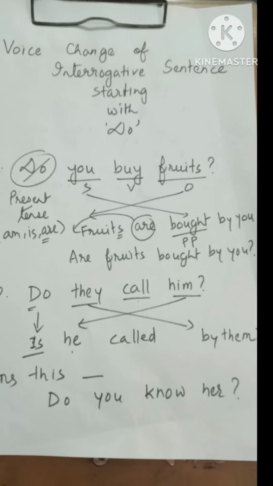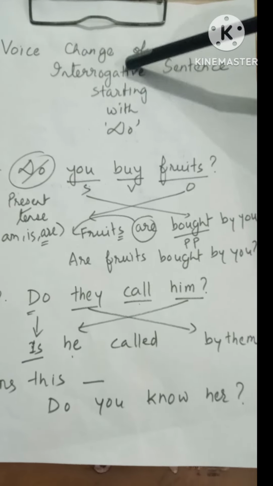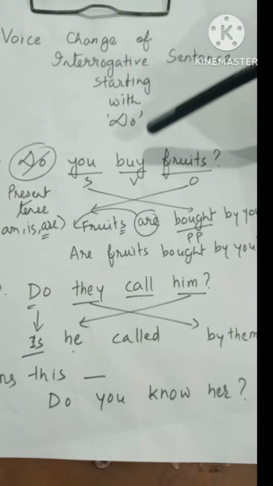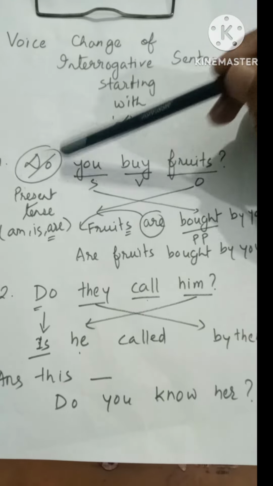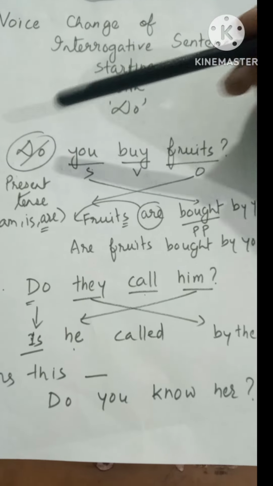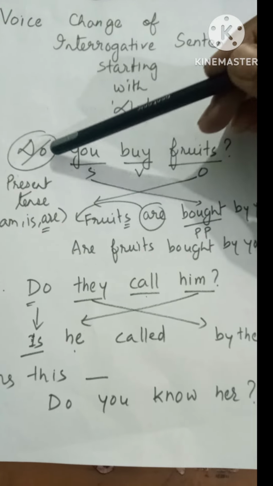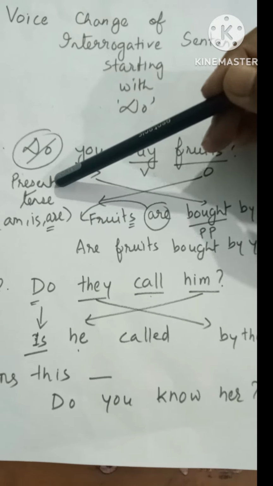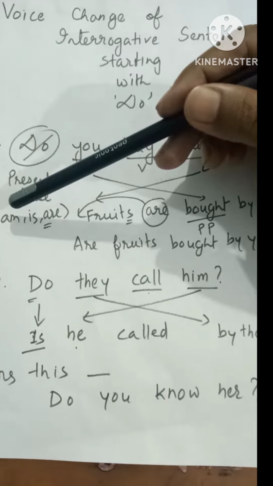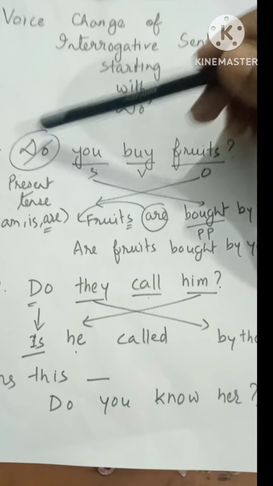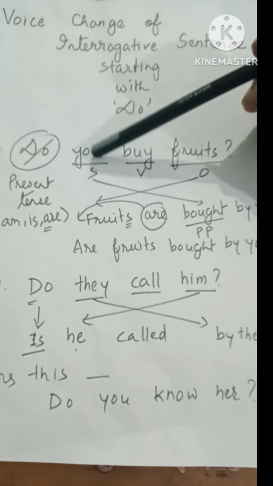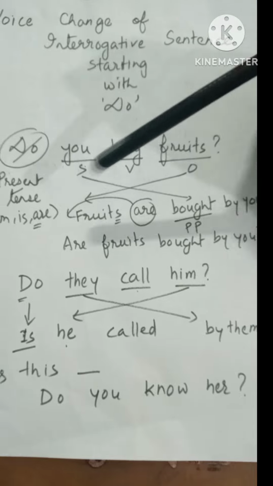Let us do voice change of interrogative sentence starting with do. Sentence is, do you buy fruits? Now this do we don't have to include while changing from active to passive voice, so we have cut this out, but we have come to note that it indicates present tense and we'll have to use this as an auxiliary or helping verb while doing this voice change.